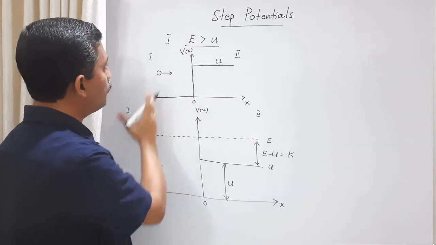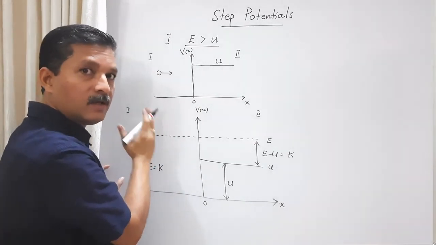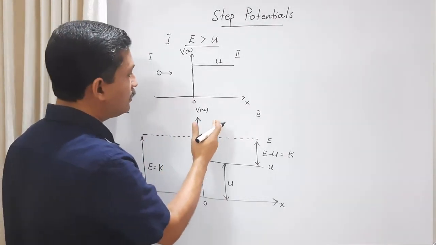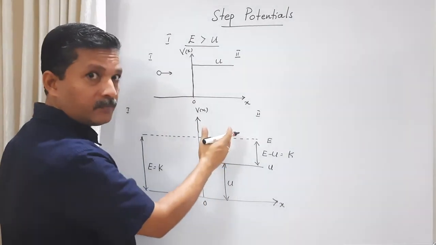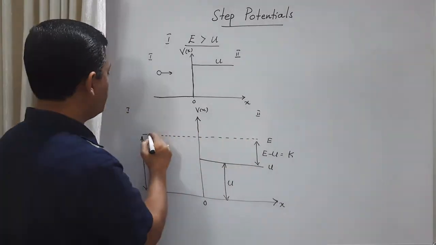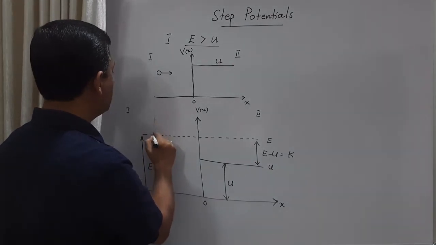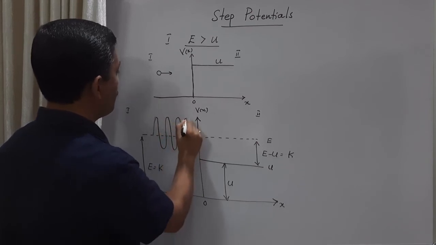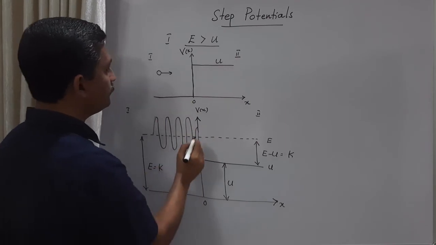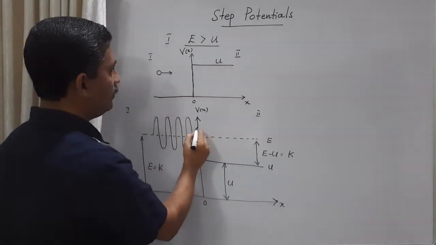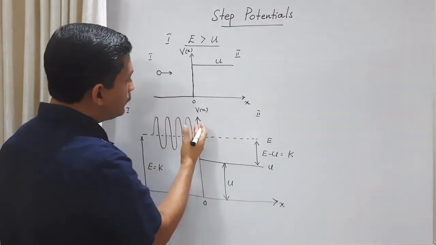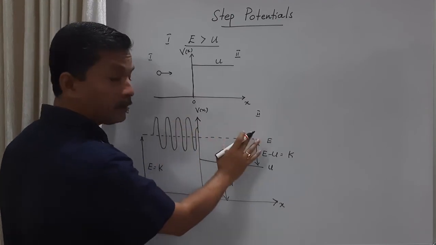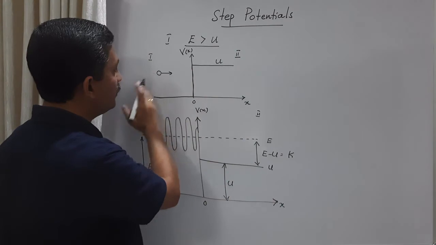Here both the incident wave and the reflected wave, the wavelength will be less, because momentum is more and kinetic energy is more, and in region 2 the wavelength will be greater because momentum and kinetic energy are less. So we can plot it like this. Okay, phi 1 should be equal to phi 2 here, and the derivative also should match.